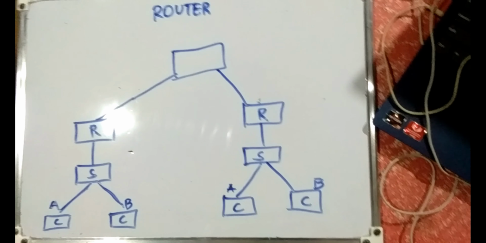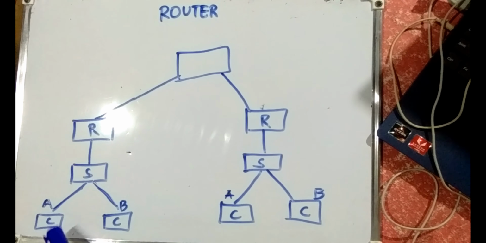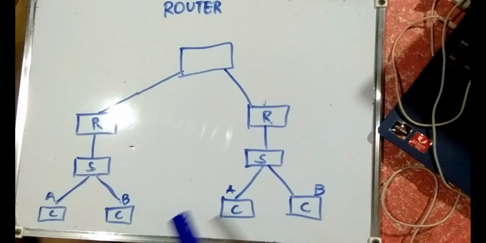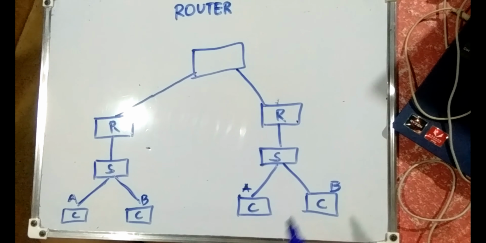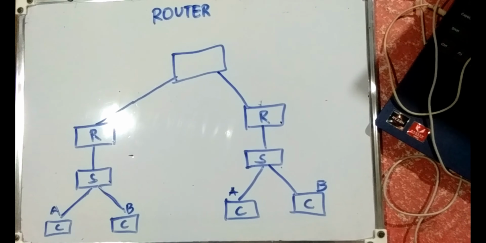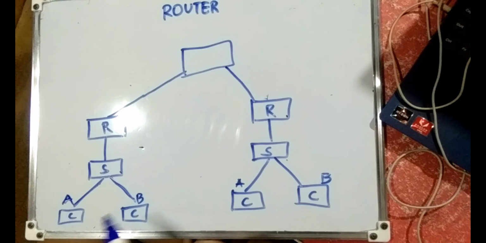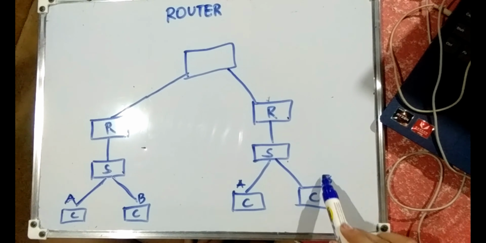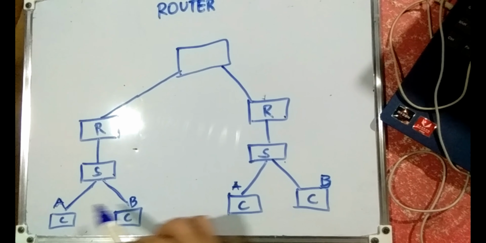So here is an example to understand more the router. There are two networks as an example. Each network has its own router and switch. If a computer A from this network wants to communicate to the computer B of this network, the packet has to leave its own network.